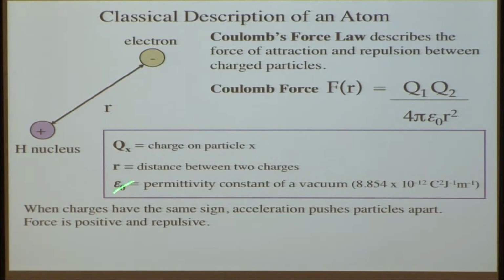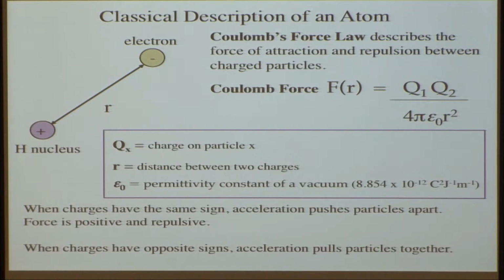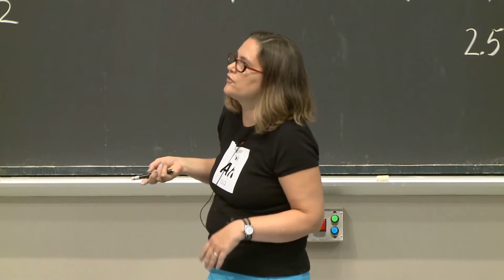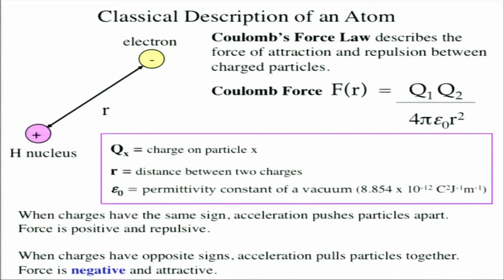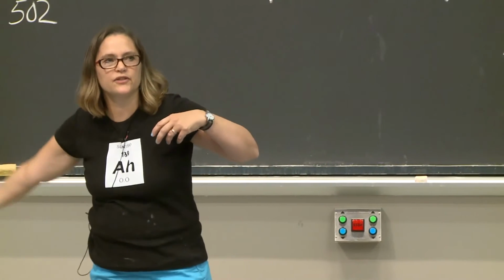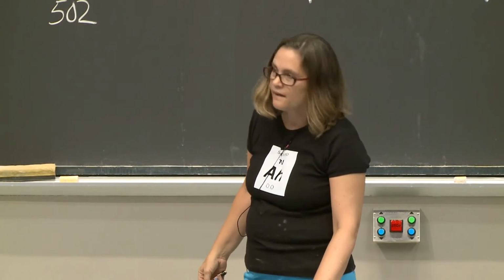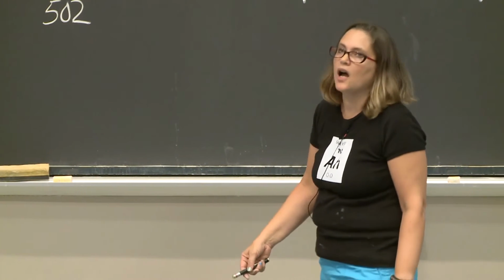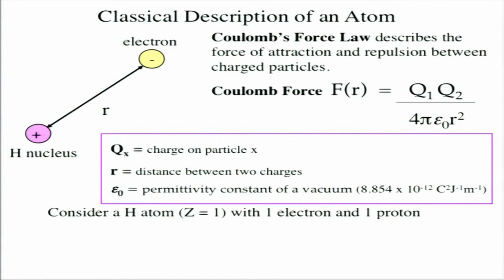If, like in this case, you have two things that have opposite signs, acceleration should pull them together. And here, the force should be negative and attractive. So that's the situation we're in here. Positively charged nucleus, negatively charged electron. So let's consider then a hydrogen atom. Z equals 1, 1 electron, 1 proton.